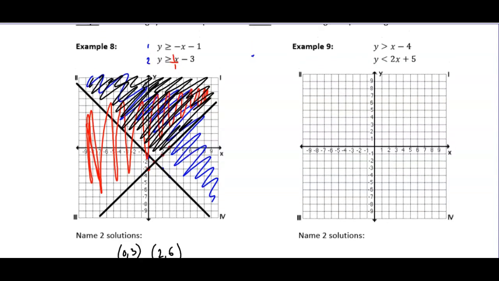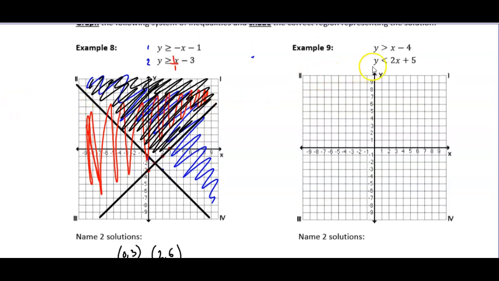All right, so let's look at example 2. Once again, these inequalities are in the correct format, so I don't have to worry about rearranging anything. They're ready to graph.